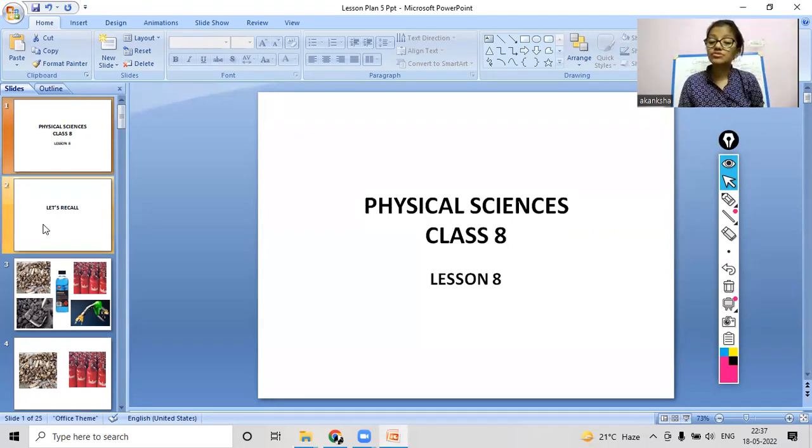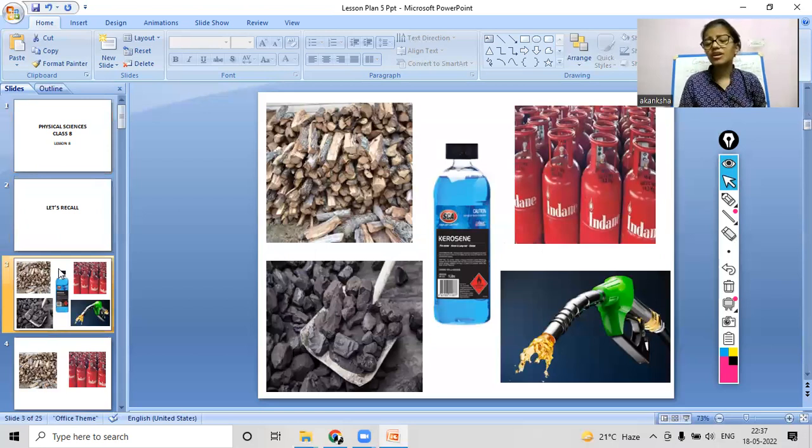But before going into the topic, let's see some pictures. In front of you, there are different pictures. You have to identify what these pictures are showing, and then write or comment down below what you can observe in these pictures.